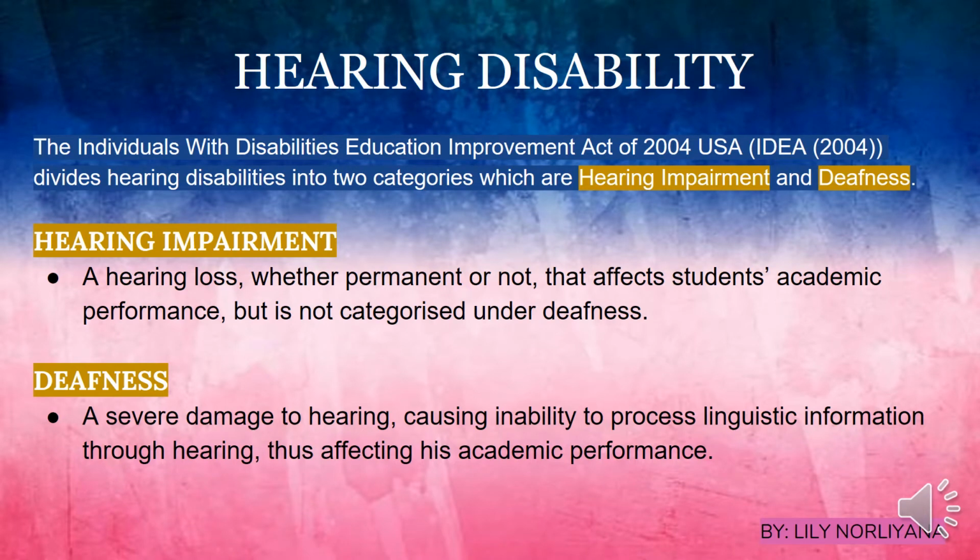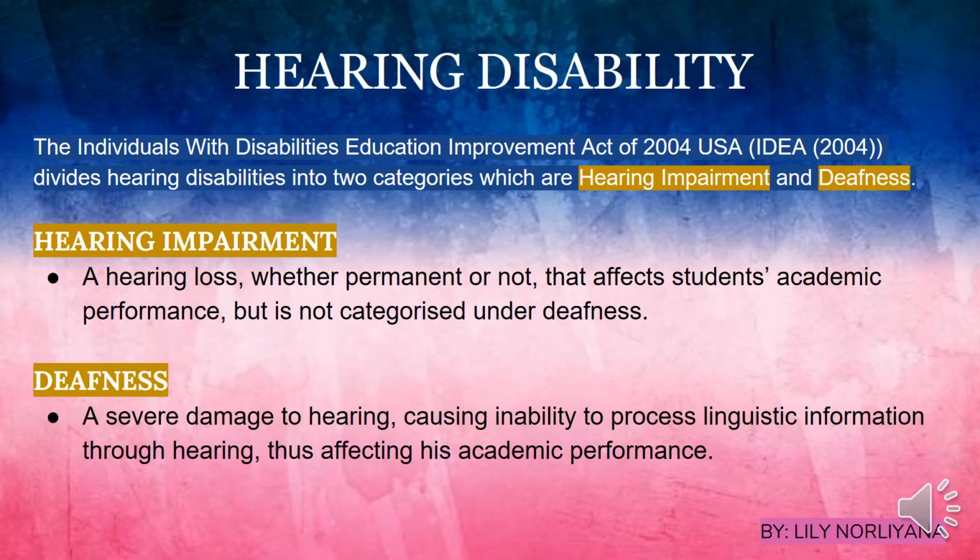First thing first, you need to know that socialization and learning process start with the ability to listen. Listening is vital because in a learning process, we use our listening to listen to the instruction. The inability to hear leads to a standard cognitive process, which is understanding the instruction given. Hearing disability divides into two categories, which are hearing impairment and deafness. Hearing impairment is a hearing loss, whether permanent or not, that affects students' academic performance but is not categorized under deafness. Meanwhile, deafness is a severe damage to hearing, causing inability to process linguistic information through hearing, thus affecting his academic performance.